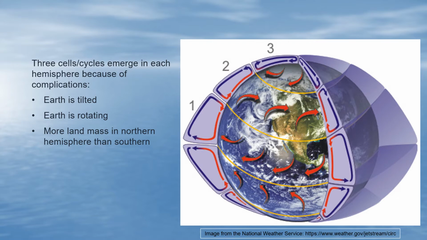And also on Earth, we have more land mass in the northern hemisphere than we do in the southern hemisphere. And so this also causes some changes to air currents around the globe, and specifically we see different patterns in the north and the south hemispheres on planet Earth.